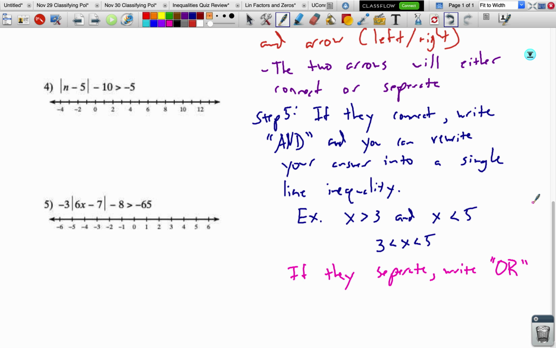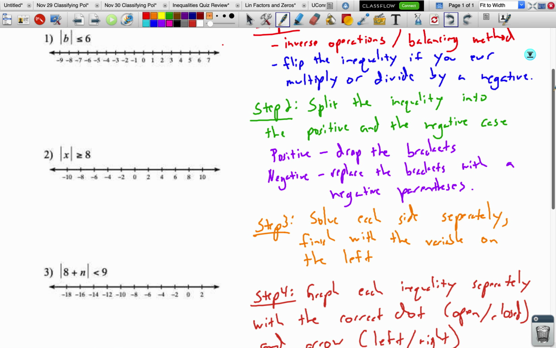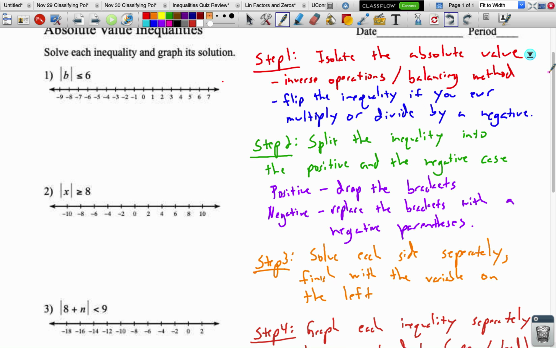Now we've got 5 problems to practice this with. Let's go ahead and try this with problem number 1. The absolute value of b is less than or equal to 6. Step 1 says isolate the absolute value. It's already isolated. Step 2 says split the inequality into a positive and a negative case. So in the positive case, we drop the brackets. b is less than or equal to 6. In the negative case, we replace those brackets with the negative parentheses. Negative parentheses b is less than or equal to 6.